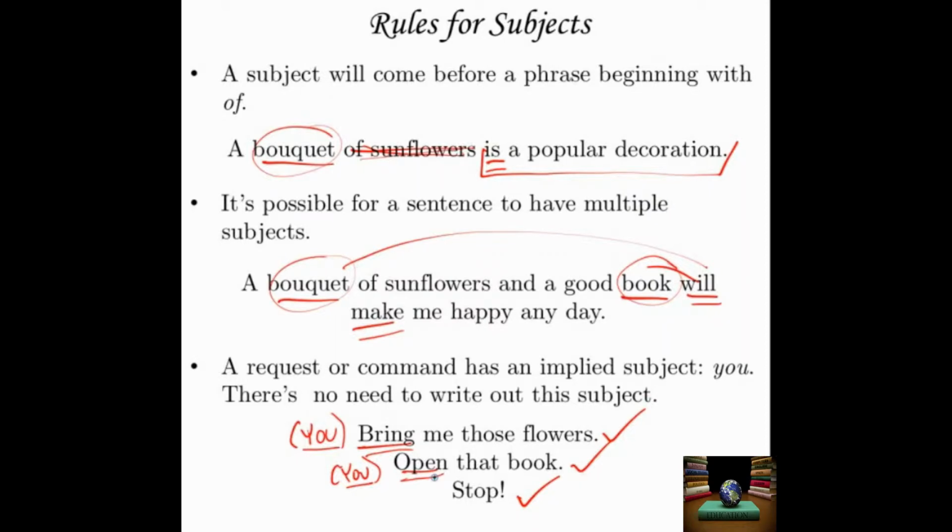And finally, this is how you can get perfectly grammatical one-word English sentences. Stop. I'm talking to you. I don't need to say you. I just say, stop. I'm pointed at you. I must be talking to you. And I've got my verb, and therefore I have my complete sentence.